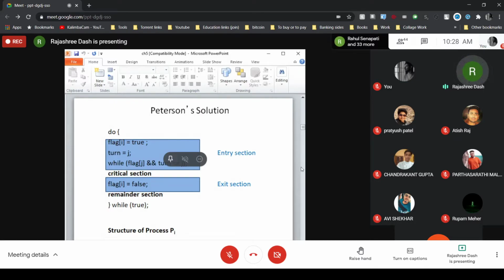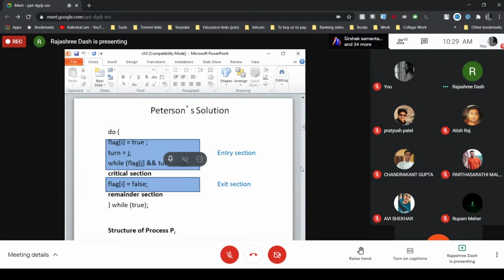If any one of the conditions in the while statement is false, the process Pi can enter into the critical section. And after completing the critical section, it will simply set the flag[i] to false. And it can execute its other code that is in the remainder section. So remember, to enter the critical section, process Pi first sets its flag[i] to be true and then sets the turn value to j.